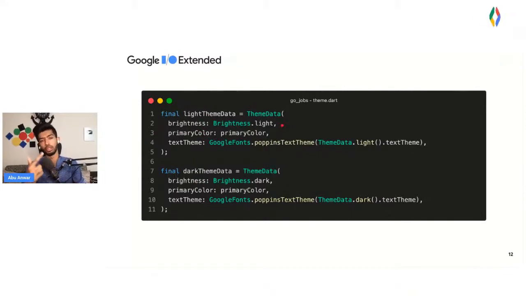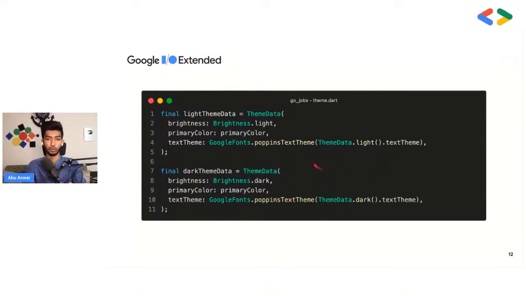Only one line of code. Just define your brightness to Brightness.light for the light theme, and for the dark theme, just define the brightness to Brightness.dark. It will create two different themes for you. But what I'm going to do is use those same themes and modify them as per our requirement. Also, I'm using the Poppins text font. That's why I define this Poppins text font with ThemeData.light().textTheme using Google Fonts.